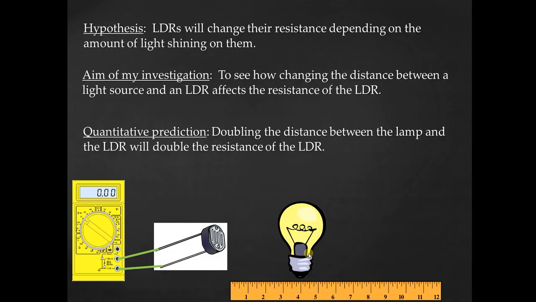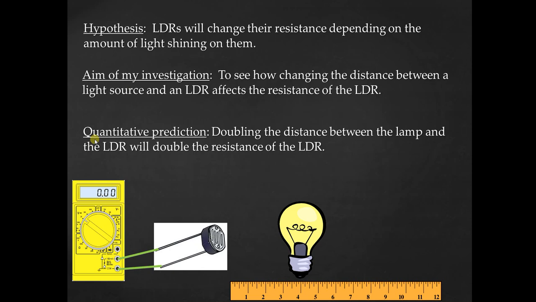Let's go back to our experiments. Remember what we were doing. My general hypothesis was that LDRs would change their resistance depending on the amount of light shining on them, or the intensity of light ideally. The aim of my investigation was to see how changing the distance between the light source and LDR affected the resistance of the LDR. So it's linked in with my hypothesis, but not exactly the same.